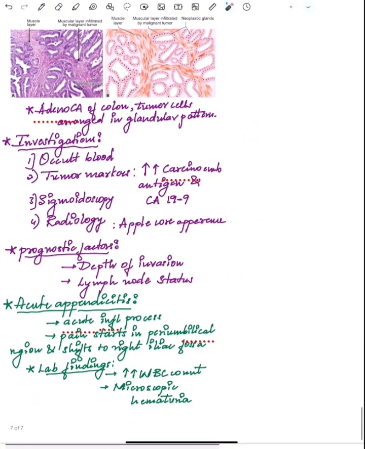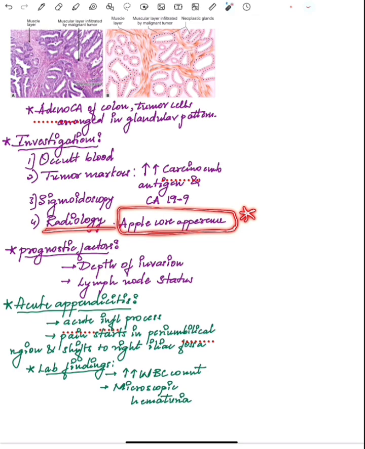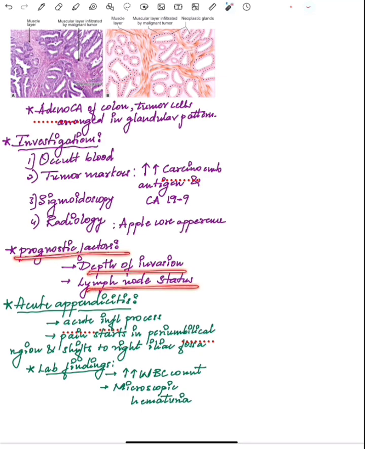Now coming to investigations. Investigations are occult blood, tumor markers increase, the increase in carcinoembryonic antigen and CA19-9. Another investigation is sigmoidoscopy. On radiology, apple core appearance is seen. This is important for NEET PG. Apple core appearance is seen in the radiology of these patients. Prognostic factors are depth of invasion and lymph node status.